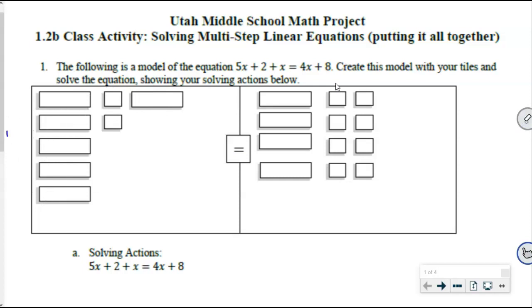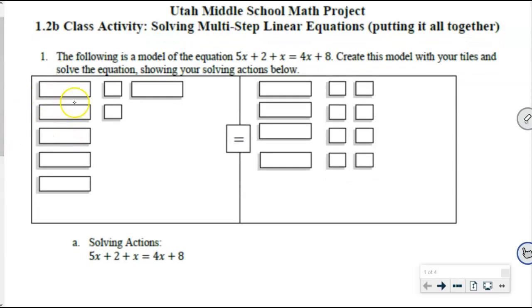You can see that we've got 5x tiles and another x tile. So the first thing that we would do is probably combine those x tiles. 5x tiles plus another x tile means that when I push them together, I have a total of 6 x tiles all in one place. Plus those 2 unit tiles, which is now equal to and balanced with, on the other side, we have our 4x tiles and our 8 unit tiles.